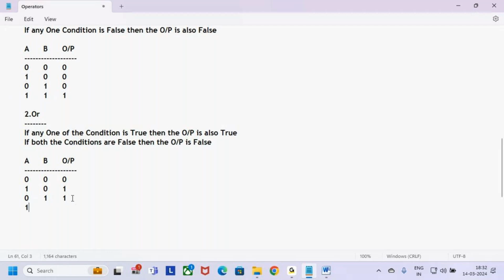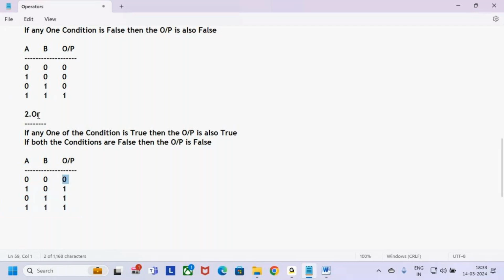And next, the final probability: the first condition is true and the second condition is also true. If both conditions are true, then here also you'll get the output as true. So in the OR operator, when do we get the output as true? If any one of the conditions is true, whatever conditions you define here. These are the two conditions: A is my first condition, B is my second condition. If any one of the conditions is true, then automatically we'll get the output as true.